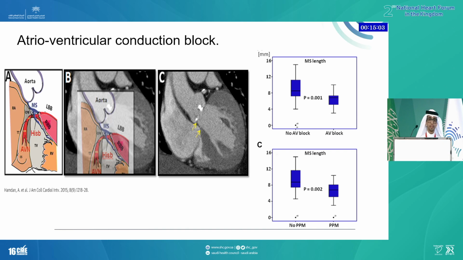And also to predict the risk of developing AV conduction block, we can use the CT. We know that the presence of pre-existing right bundle branch block and the depth of the deployment of the valve matter, but also if we have a short membranous septum, less than 8 millimeter, it's associated with higher risk of AV block and higher permanent pacemaker insertion.